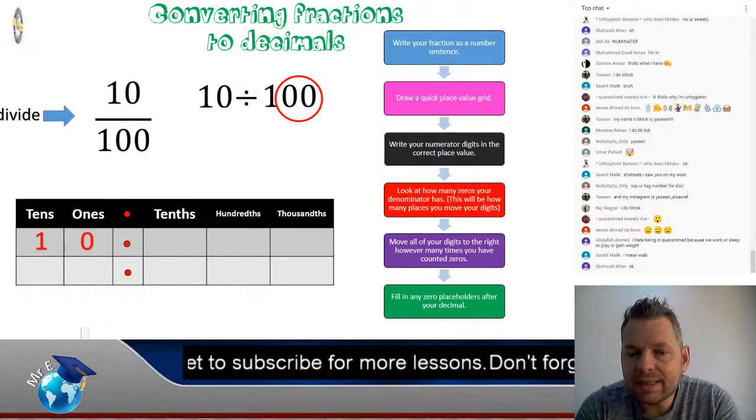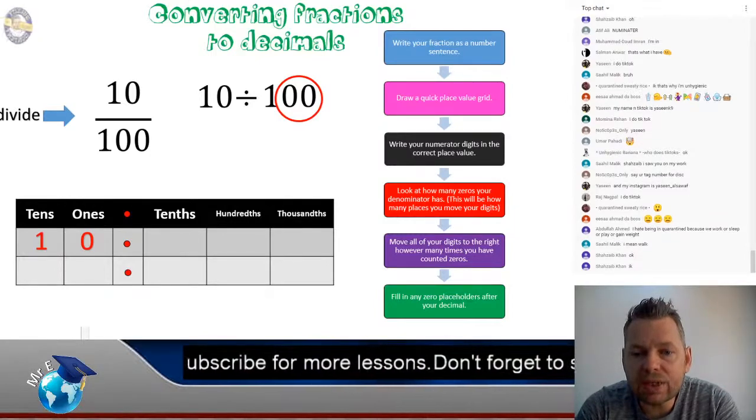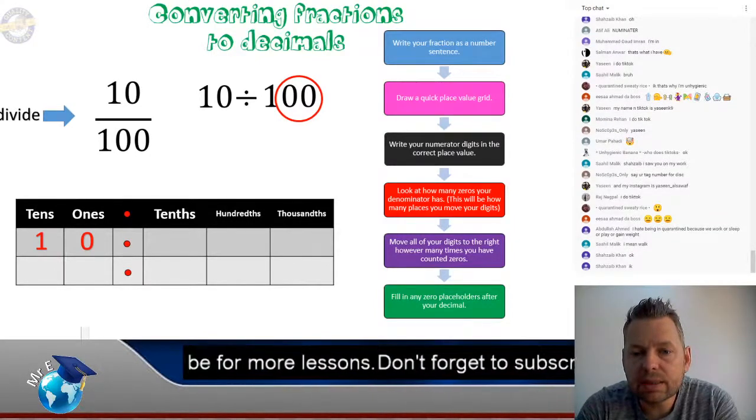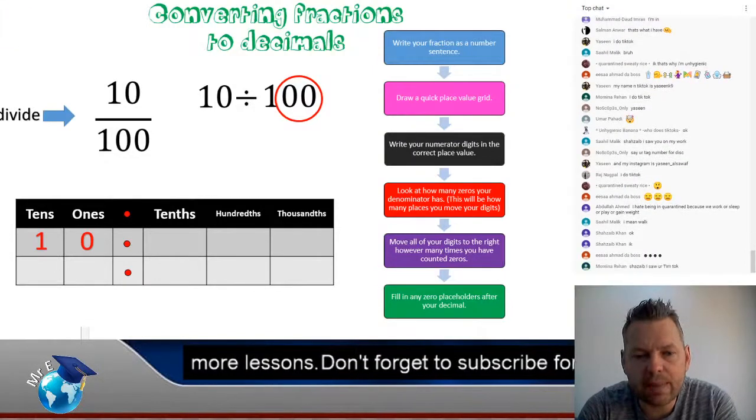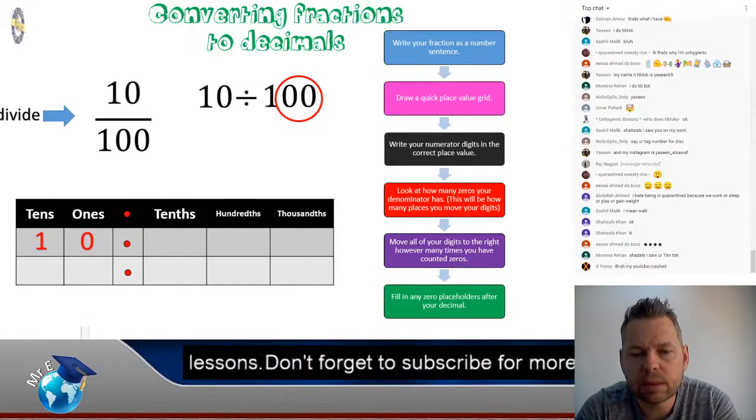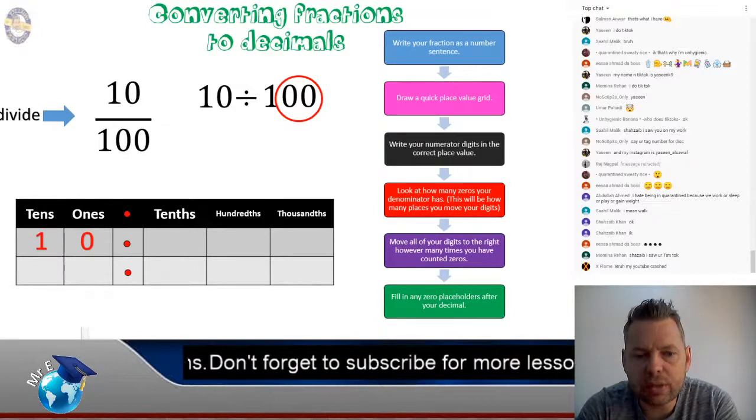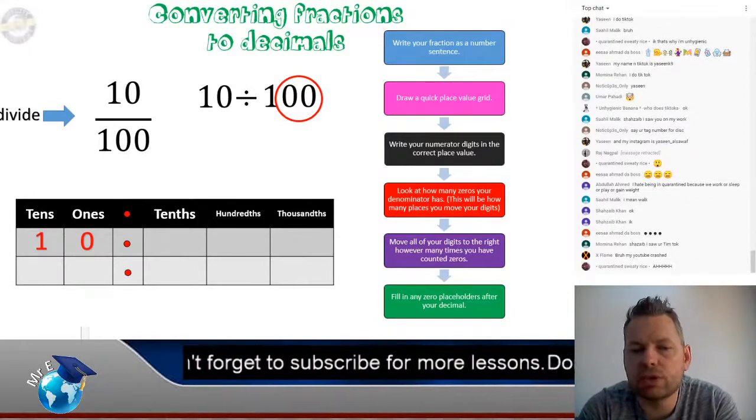And that's how many times I'm going to move both of my digits, which are now in my place value grid, and which way. Which way am I going to actually move them? And why? So in the chat, which way am I going to move them and why?